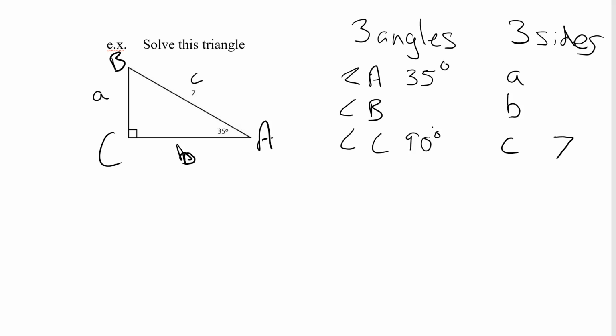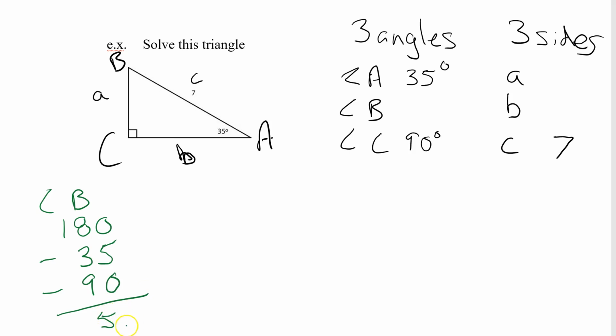So here's where trigonometry comes in. I'm going to start with angle B. I'm going to switch to a green color here. Angle B. Well, you may remember from previous grades that if you take the angles of a triangle, they have to add up to 180. So I'm going to take that idea of 180 and I'm going to subtract my 2 other angles. I'm going to minus the 35 and I'm going to minus the 90 degrees. So 180 minus 35 minus 90 will give me my last angle. And in this case, if you do the math, we've got 55 degrees. So angle B is 55 degrees.